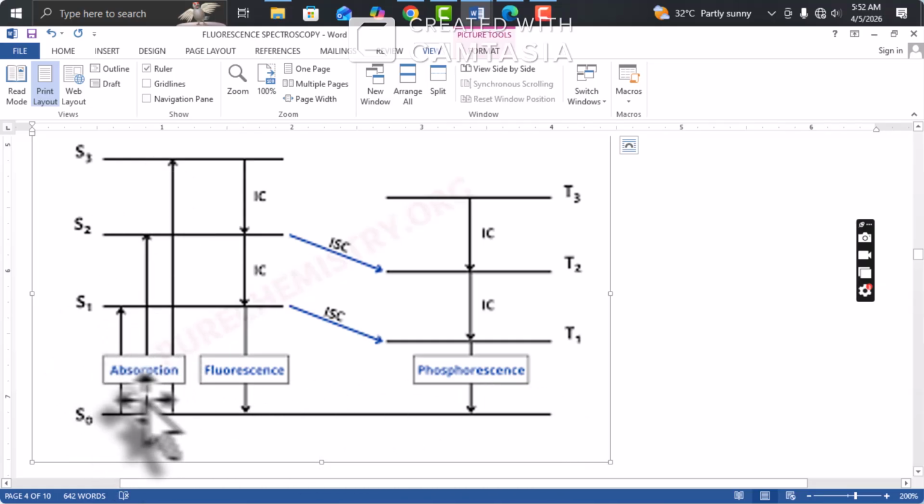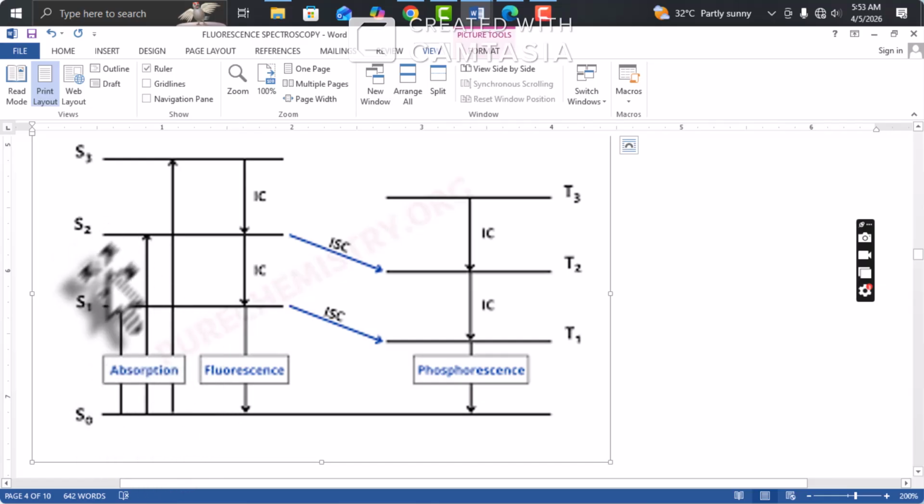Then here you have absorption. This is when you introduce light to a material. When you introduce light to the material, electrons are excited from the ground state to an excited state. So it can be from S naught: in this first arrow, you see S naught to S1. The second one, S naught to S2. The third one, S naught to S3. So there you have excitation of electrons as a result of the absorption of UV light in the case of many fluorescent materials or chemicals.